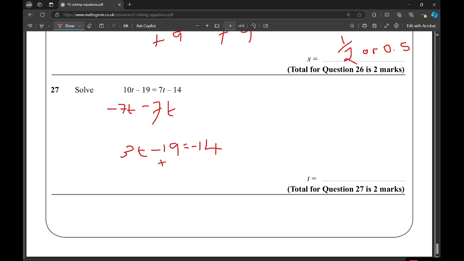I'm going to add 19 to both sides. Now 3t equals minus 14 plus 19, which is 5. Think of it as 19 subtract 14.